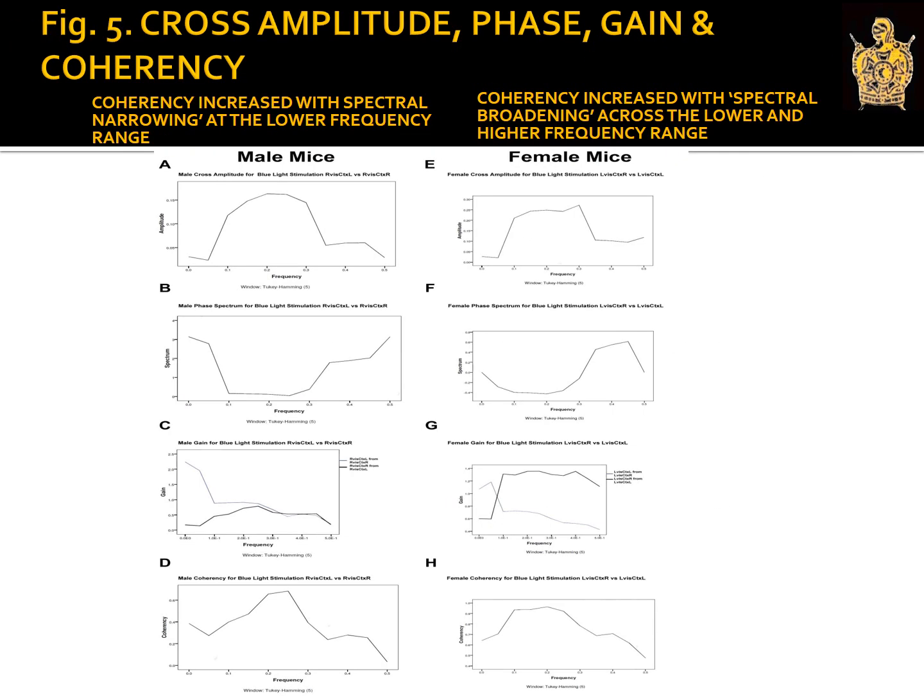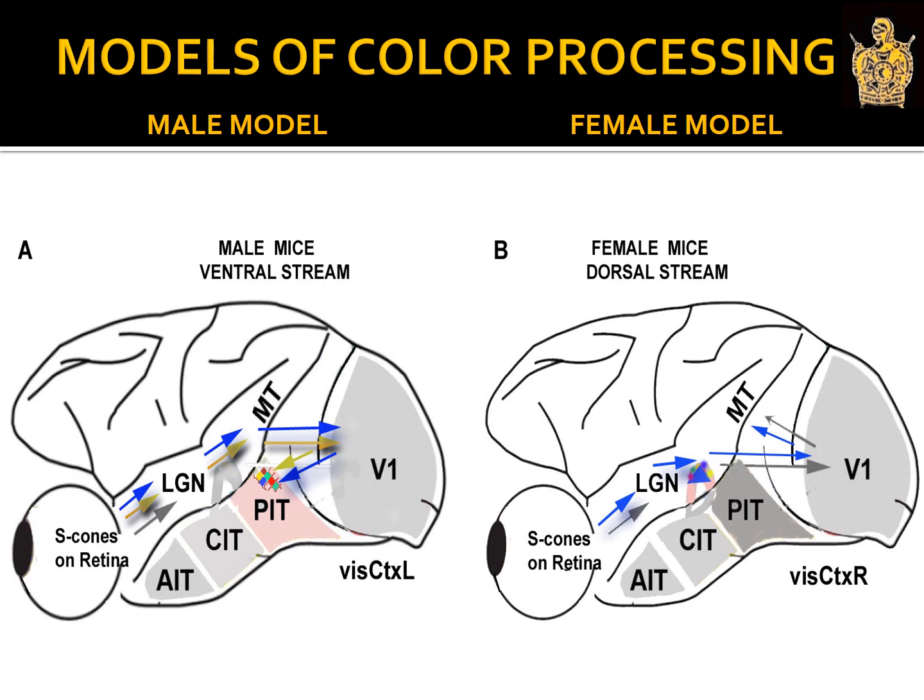We then examined the cross amplitude, phase, gain, and coherency in male and female mice. In male mice, the coherency increased with spectral narrowing at the lower frequency range. In female mice, coherency increased with spectral broadening across the lower and higher frequency range. For color processing, there appears to exist two models, a male model through the ventral stream and a female model through the dorsal stream.